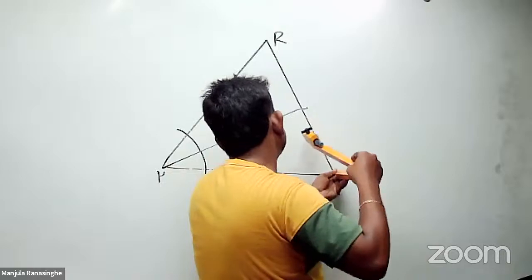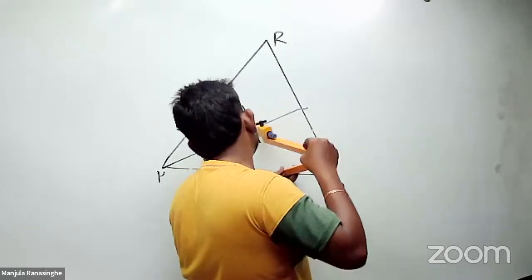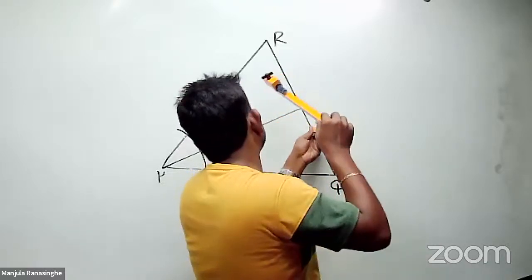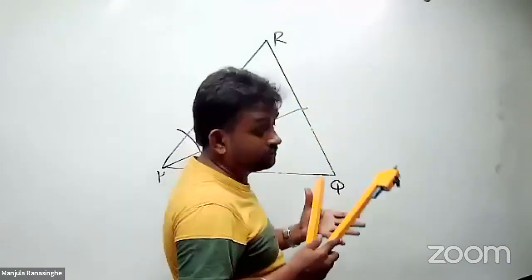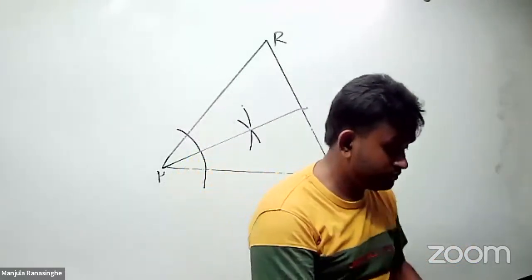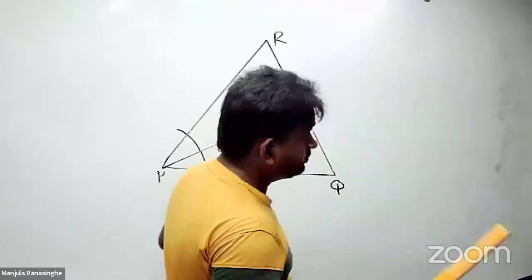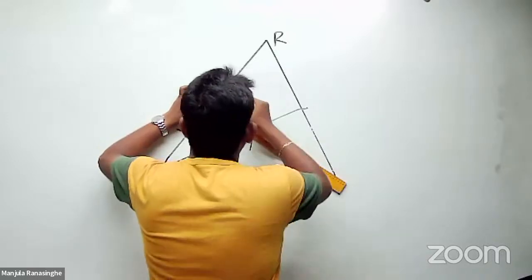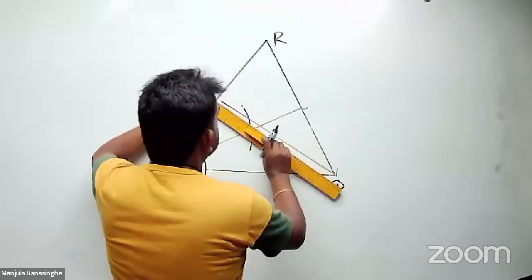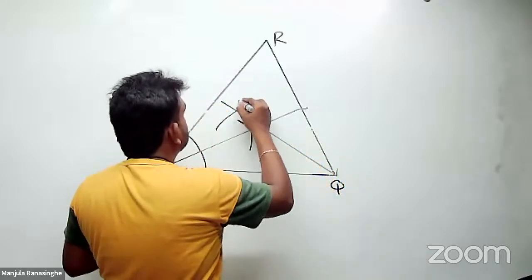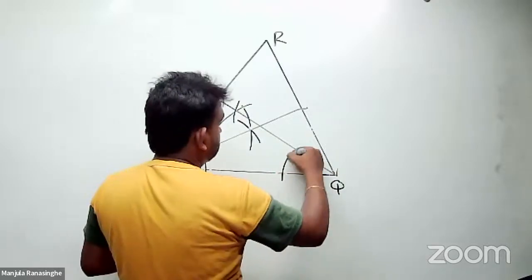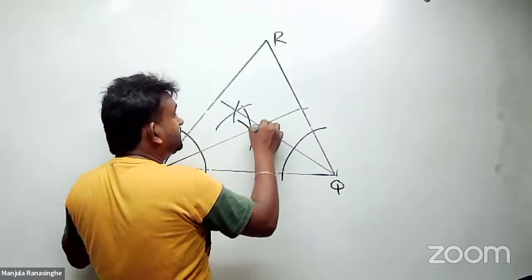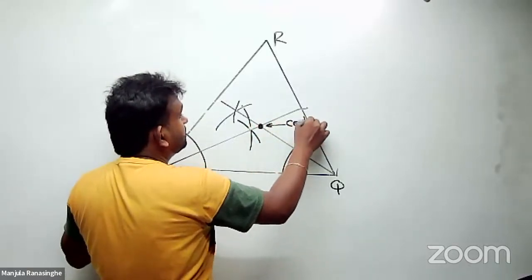So this is the angle, and make here a little more distance. Now I create this one. So now this angle bisector is drawn. Then the connecting point of these angle bisectors is the center of the circle. That is the center.